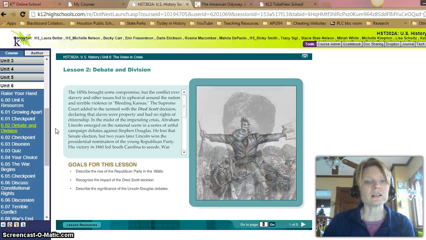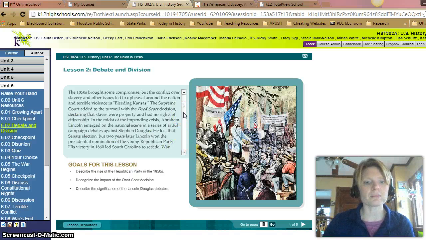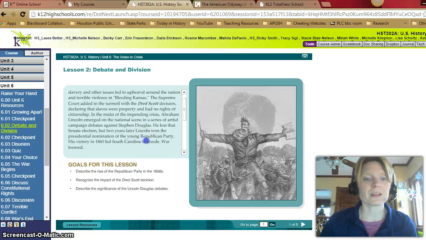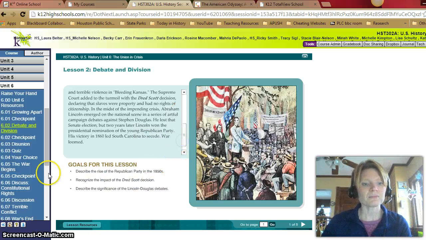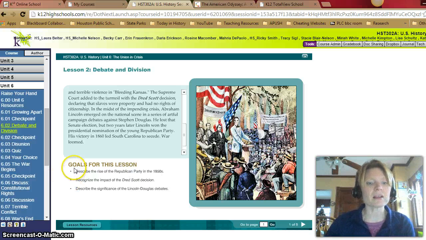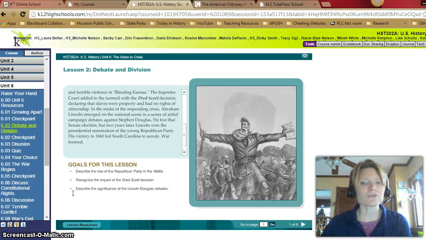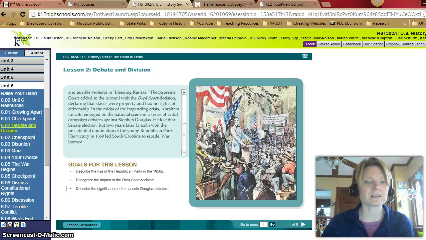He lost that Senate election, but 2 years later, Lincoln won the presidential nomination of the young Republican Party. His victory in 1860 led South Carolina to secede, which means break away. That's an important vocabulary word to know there. War loomed. Goals for this lesson: describe the rise of the Republican Party in the 1850s, recognize the impact of the Dred Scott decision, and describe the significance of the Lincoln-Douglas debates.